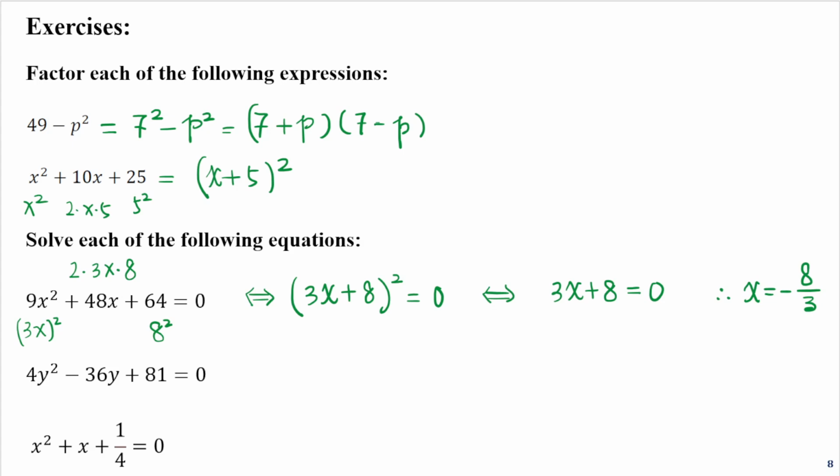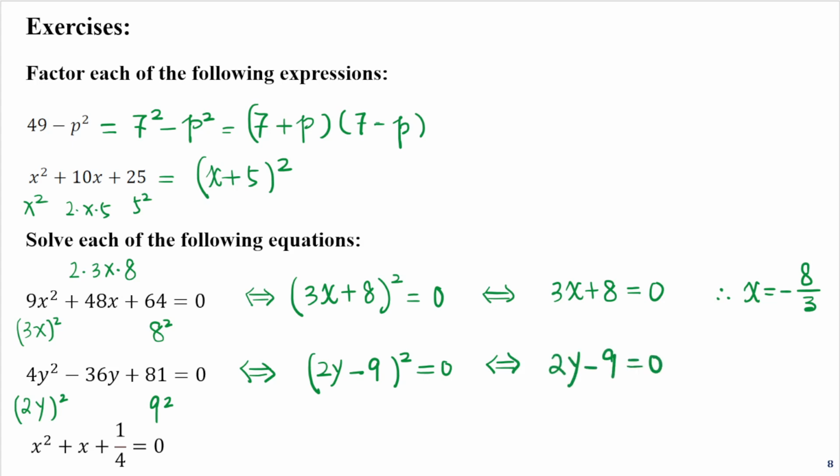Okay, next one, we know that the first term is 2y squared, and the third term is 9 squared. And right in the middle, we have 2 times 2y times 9, which is 36y. But we have negative 36y here, right? Therefore, the original equation is equivalent to (2y minus 9) squared equals 0. And of course, if you have something squared equals 0, 2y minus 9 must be 0, right? Therefore, the solution is y equals positive 9 over 2.